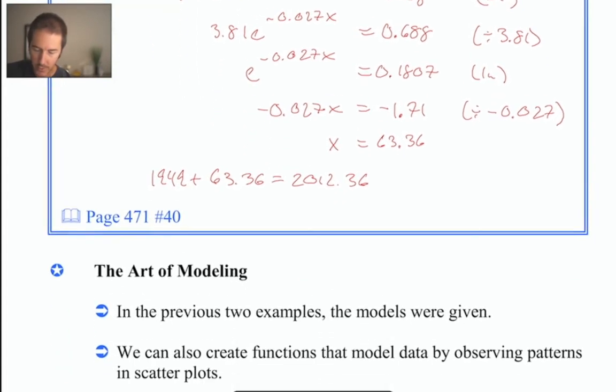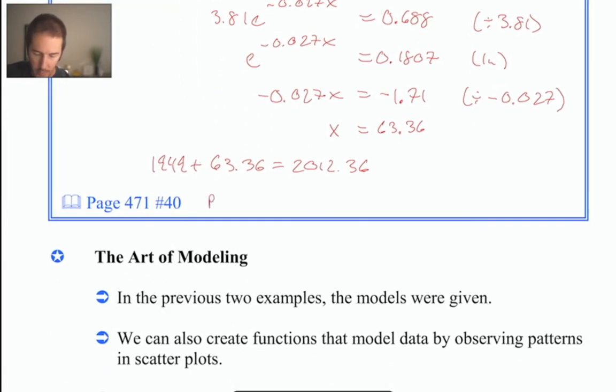So let's actually write that out. Population will reach 7 billion by 1/1/2013. And I'll put a box around 2013 to indicate that that's my final answer.